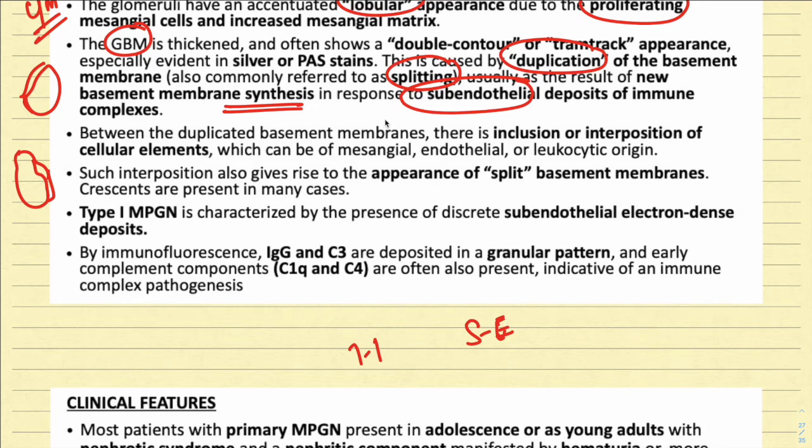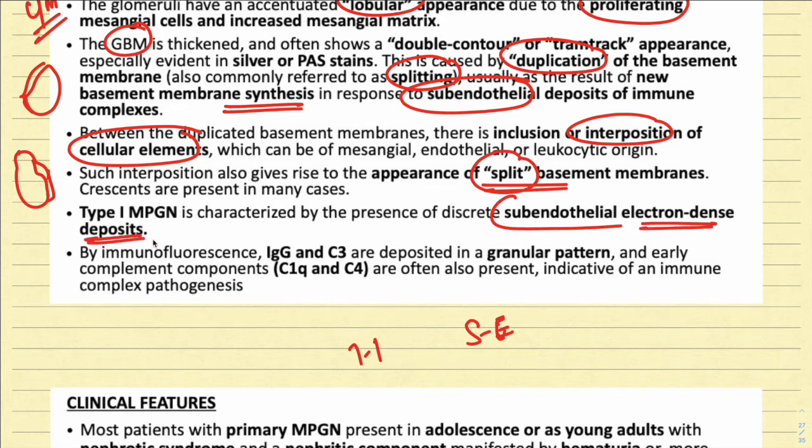I will show you with the help of a diagram, don't worry. In between the duplicated basement membrane, there is interposition or inclusion of cellular elements. Such interposition gives an appearance of a split basement membrane. Split basement membrane, very important feature over here. Type 1 MPGN has a discrete subendothelial electron dense deposit. Whereas in type 2 MPGN, which is called dense deposit disease, the deposit is intramembranous.